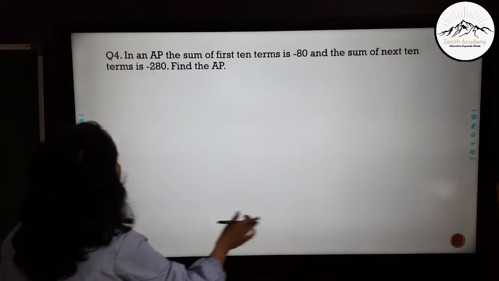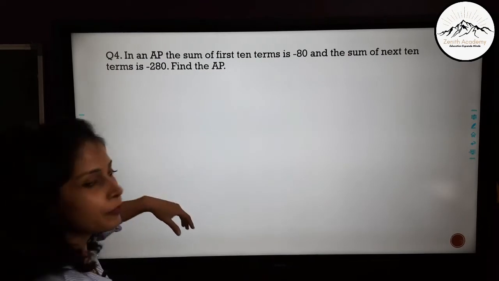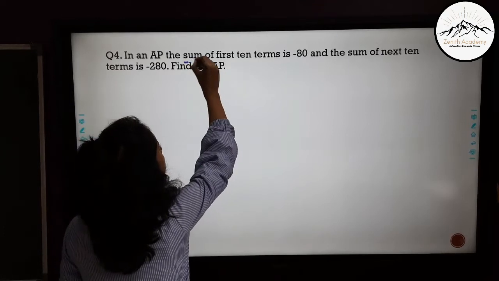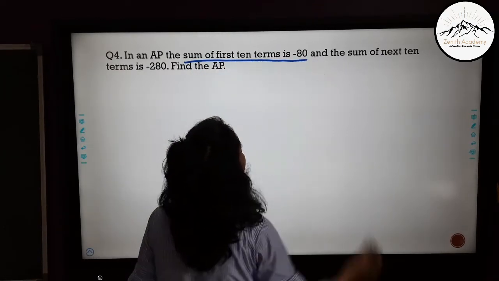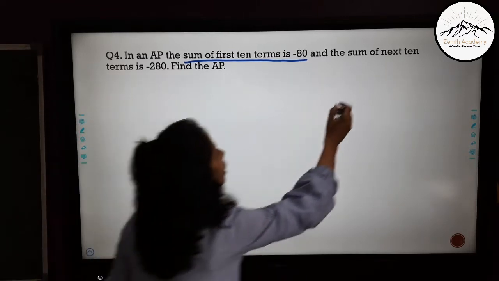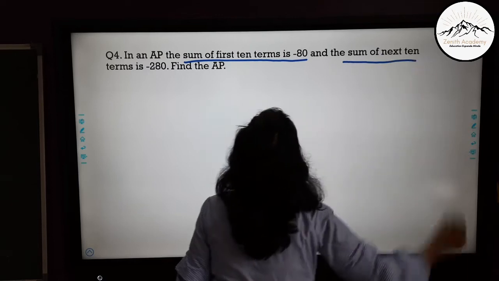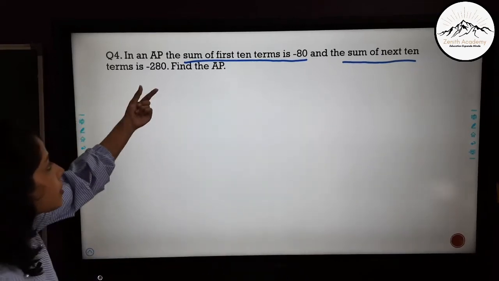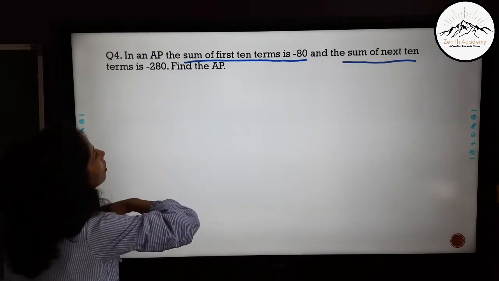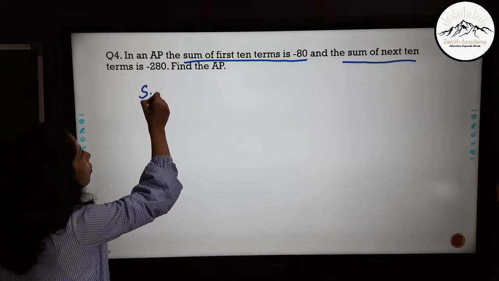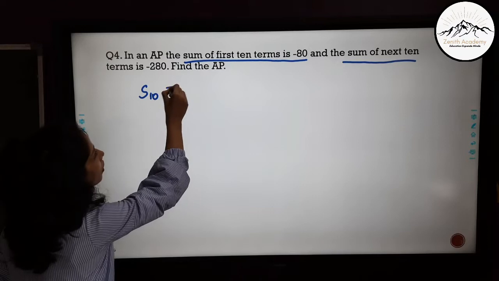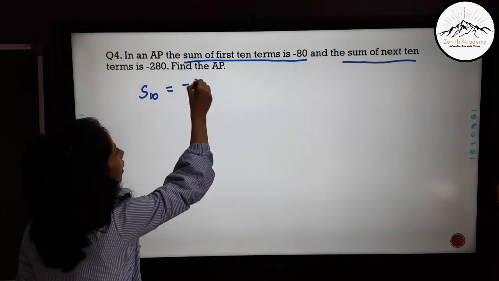Now, let's move on to this next question. In an AP, the sum of first 10 terms is minus 80. The sum of first 10 terms we have been given, and the sum of next 10 terms is minus 280. We need to find the AP. So the sum of first 10 terms, we can write it as S10, is given to us as minus 80.